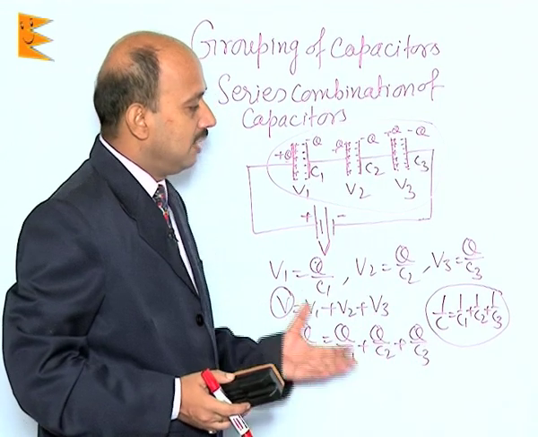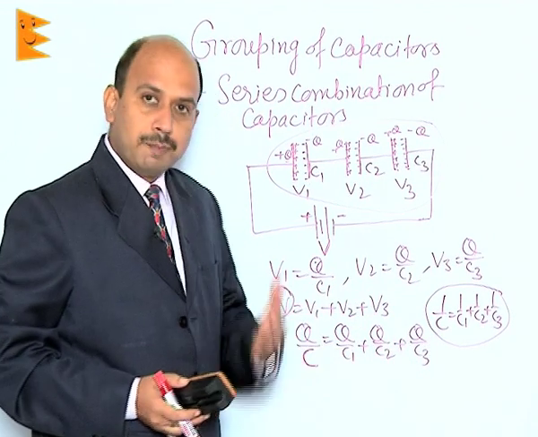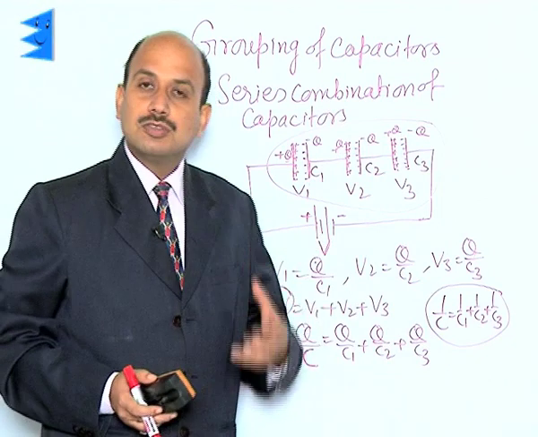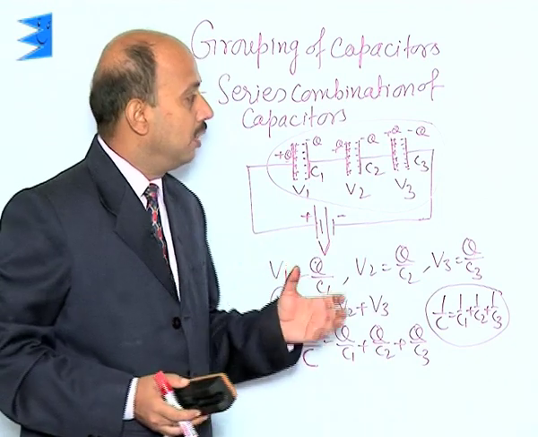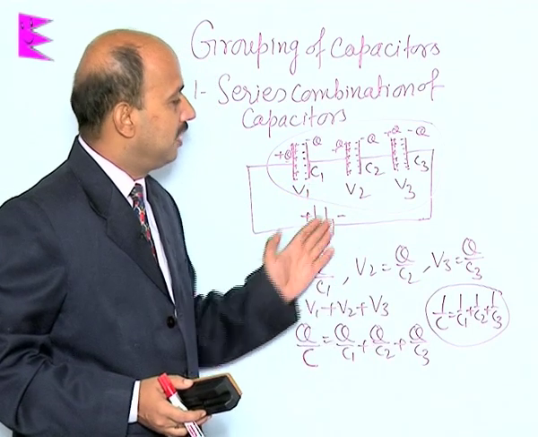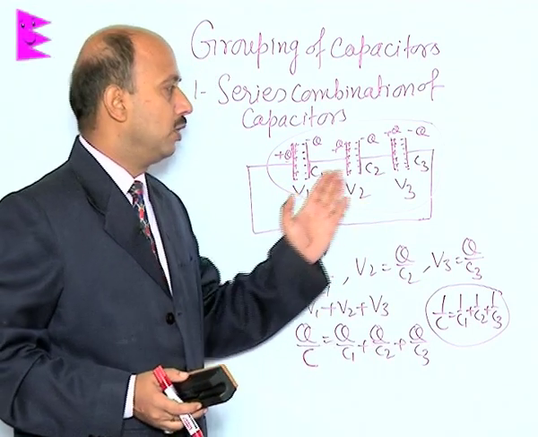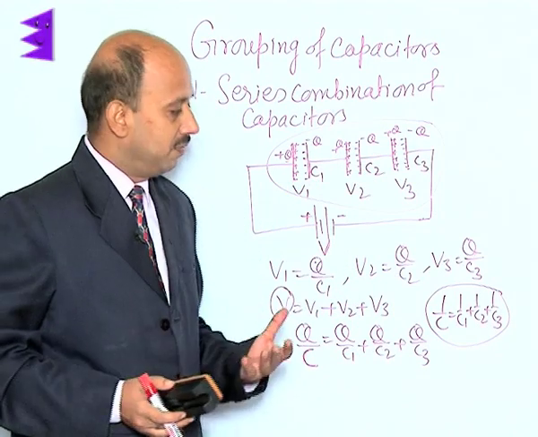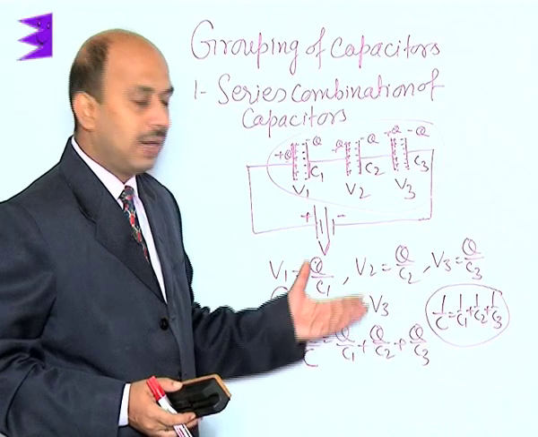So, in the series combination, there are two important things here. First, Q remains constant, or Q is the same through all the capacitors, and the potential V is divided into three parts according to their capacitance. So, equivalent capacitance can be found for the series combination by this method.